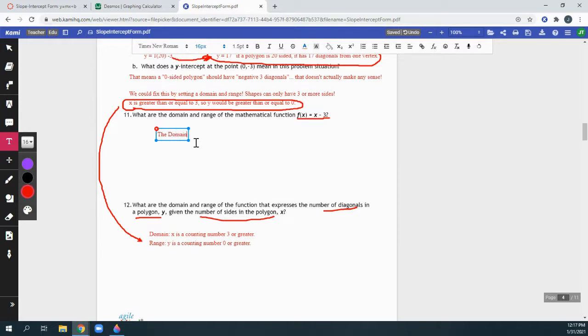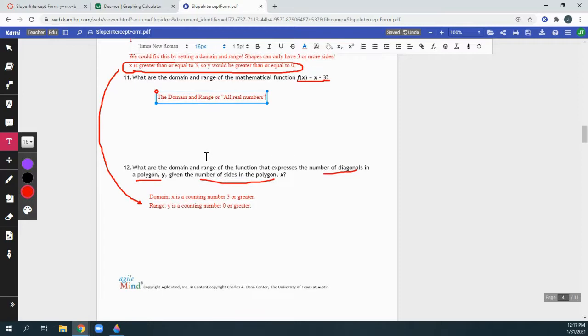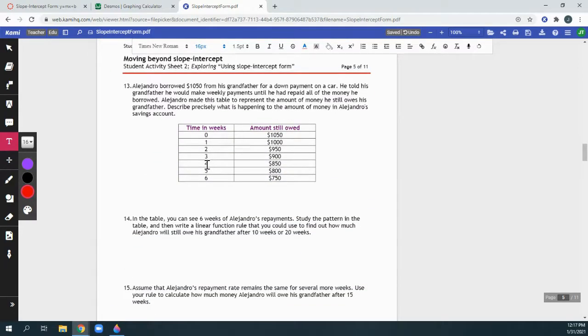So if you remember, we use the term all real numbers to say you could plug anything in. I can make x be 2 million, and then the other number would be 2 million minus 3, 1,999,997. Good times, okay? Yes. So there we are. Sorry about that. Okay, we are halfway through.